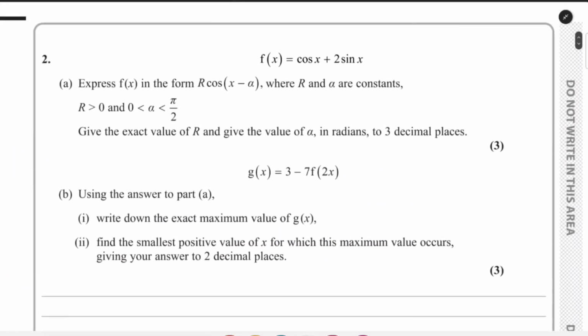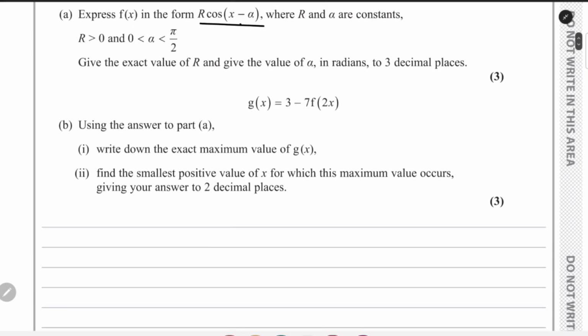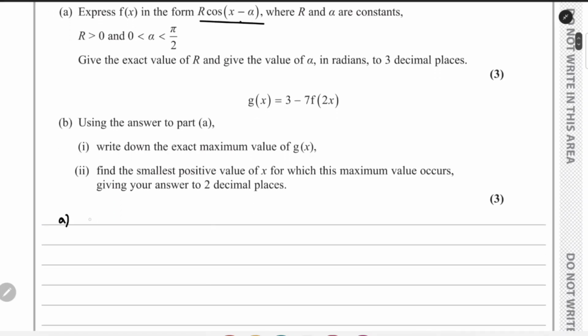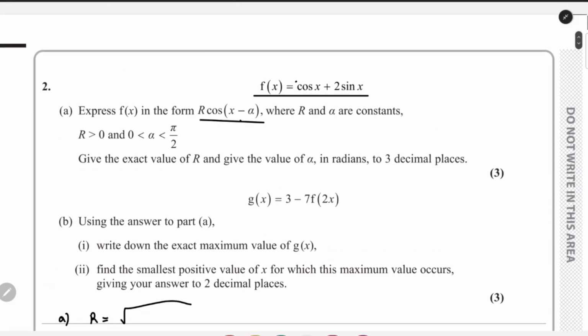Now question 2 is about R form. We are given cos x plus 2 sin x, and we have to express this in the form r cos x minus alpha. We'll just use the formula. So r is root over 1 squared plus 2 squared.